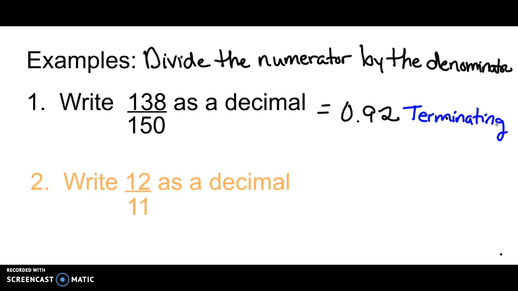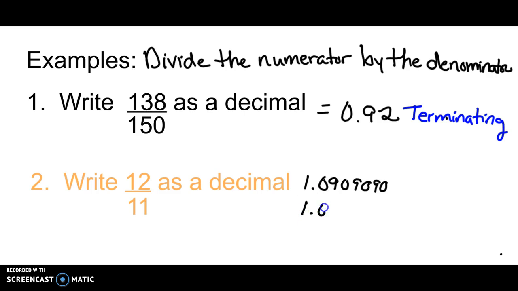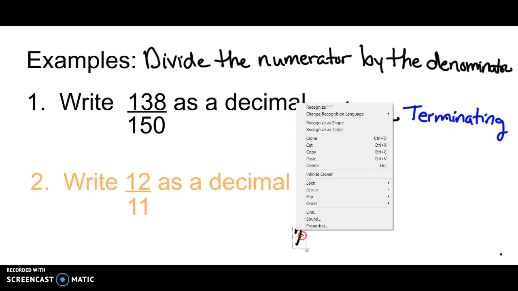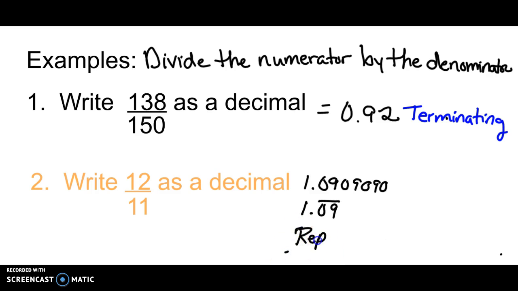Now, if I take 12 divided by 11, I get 1.09090909, etc. And my 09 repeats. So when I write it, I draw a line over the 09. That's a repeating decimal, and it goes on and on forever, so we would not count that as a terminating decimal.